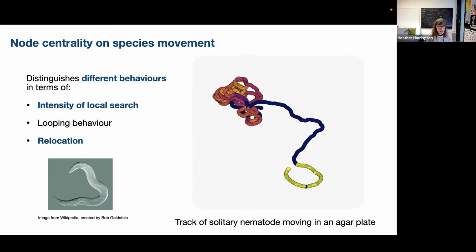where looping is high centrality, in the bottom right. And then they go through low centrality, which is the search, and the relocation, again with slightly higher centrality. Oh, sorry, I switched the search. But anyways, you can very clearly see that centrality distinguishes different movements of the worm. We looked at different tracks and found this, and all of them are in the arXiv preprint. Okay, so that's kind of cool.